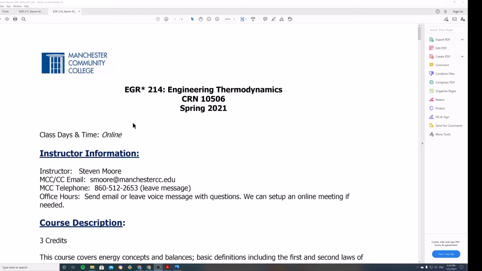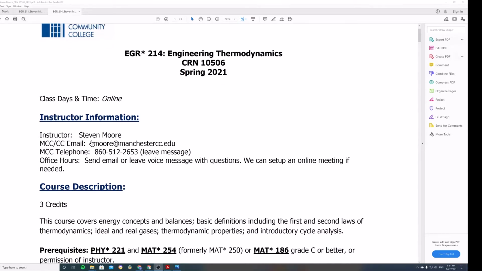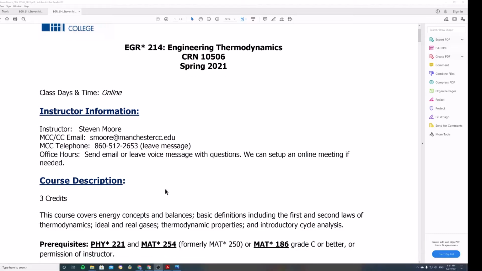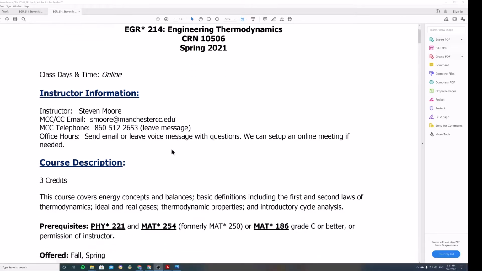Okay, for the syllabus, here's the course, here's the CRN, semester. It's going to be online, so there are no specific meeting times. So here's my contact information, and you can leave a voicemail or send an email. Once or twice a day, I'll be checking these, or more, depending upon if I'm right online at that time. But I would say at least a minimum of once a day.